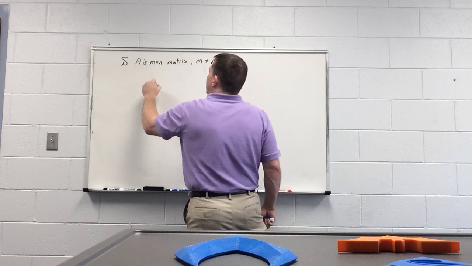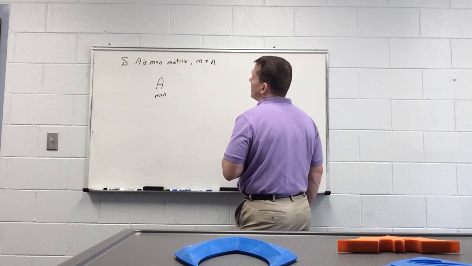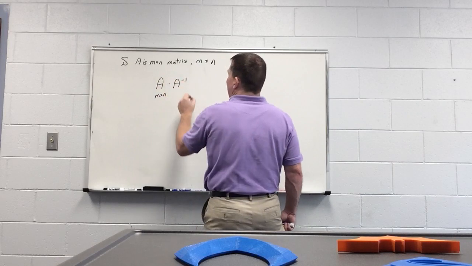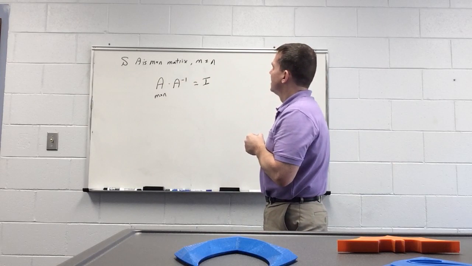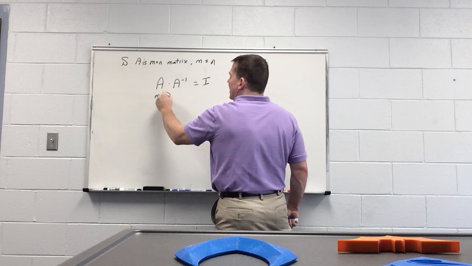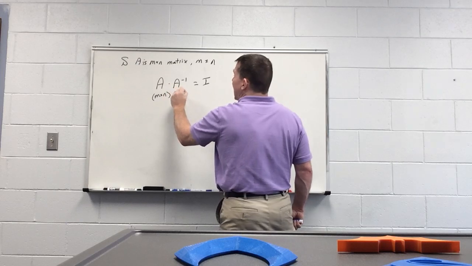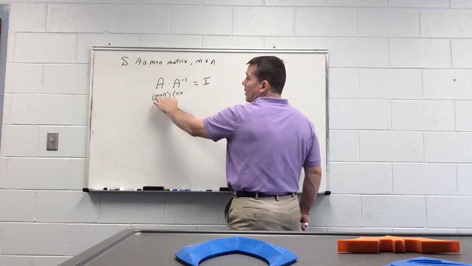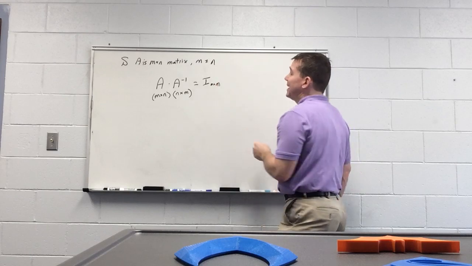Well then, let's see. If I took A, which is an M by N matrix, and multiplied it by A inverse, I would need to get the identity. What identity would I get? Clearly, if this is an M on the outside and an N on the inside, the only way to multiply these is to let this be an N, and then the outside, because the identity would have to be square, would have to be an M. And I would get the M by M identity.